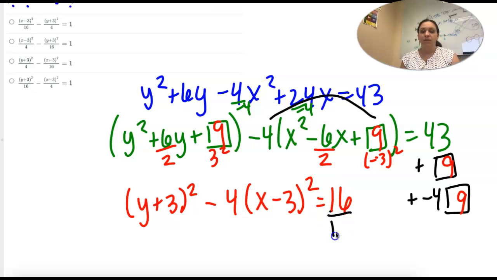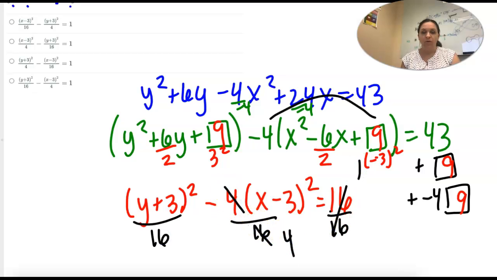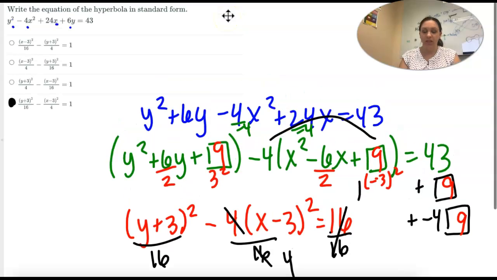Okay, last step. Divide everything by 16. That becomes 1, and that becomes 4. So y plus 3 squared over 16 minus x minus 3 squared over 4 equals 1. That's our standard form. That's it. It's not asking us to find anything else.